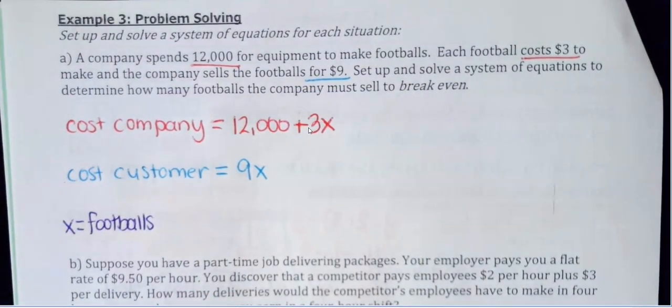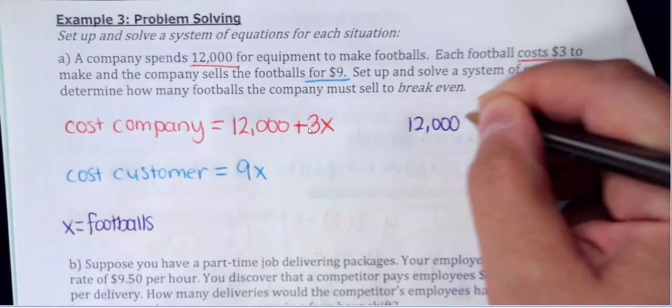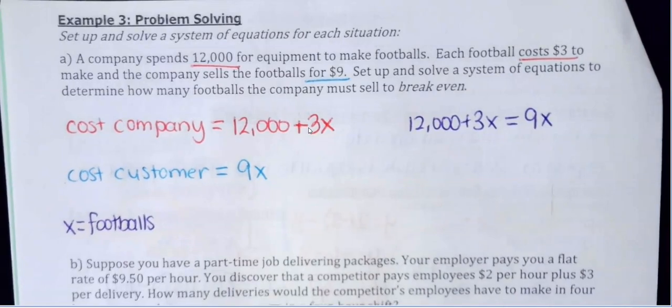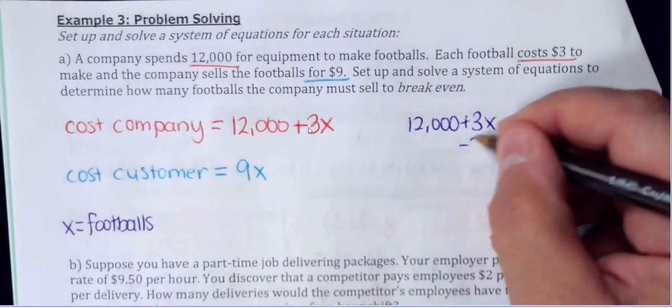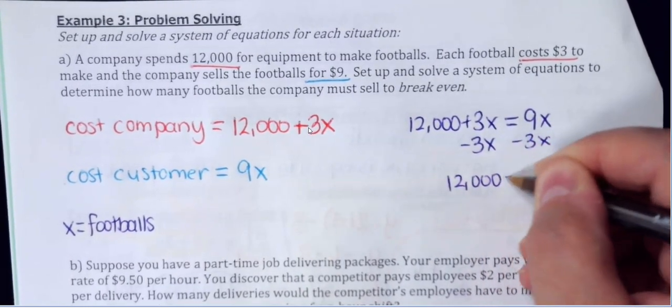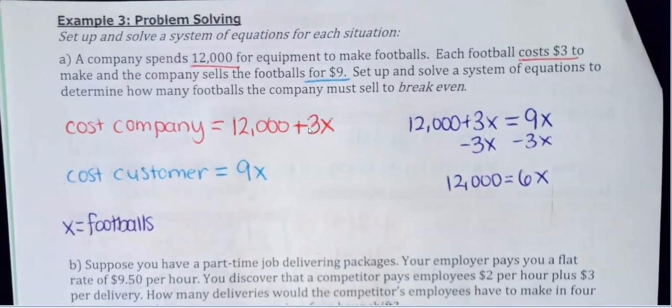So what you're going to do, these are both the costs. The cost of the company, cost of the customer is the same. You're just going to set these two equal to each other. So $12,000 plus 3x, that's your company cost. $9 per football, that's your customer cost. So if I just subtract 3x here real quick, I'm going to get 12,000 is 6x. So basically what's going on here, the company makes the $6 profit on every football they sell.